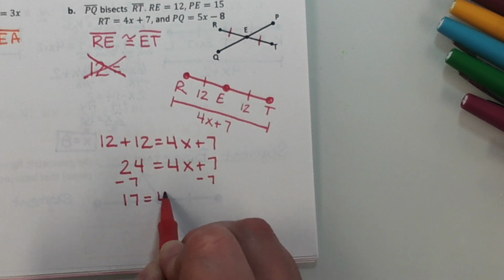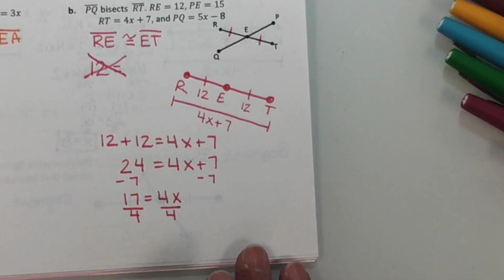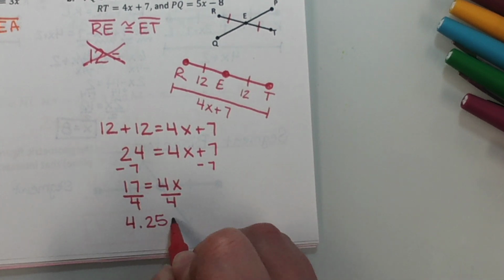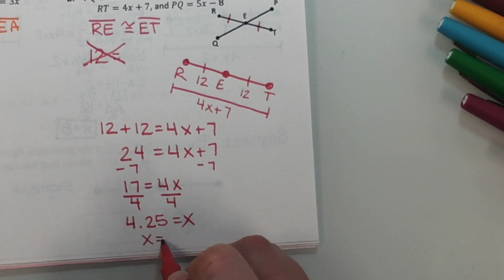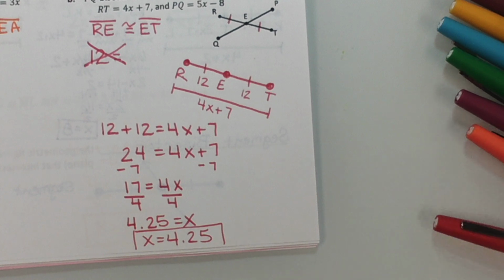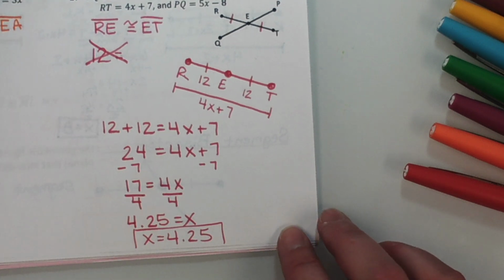You'll notice that I'm going through the solving faster because we're getting to the point. You've got to know your solving skills. 4.25 is equal to x. x equals 4.25. So, sometimes they might do that to you, which we've done on previous problems already today.